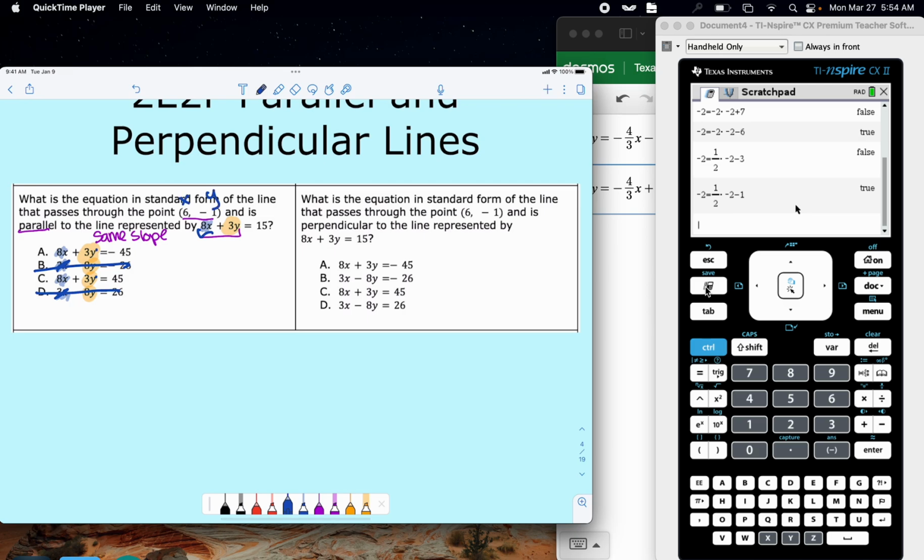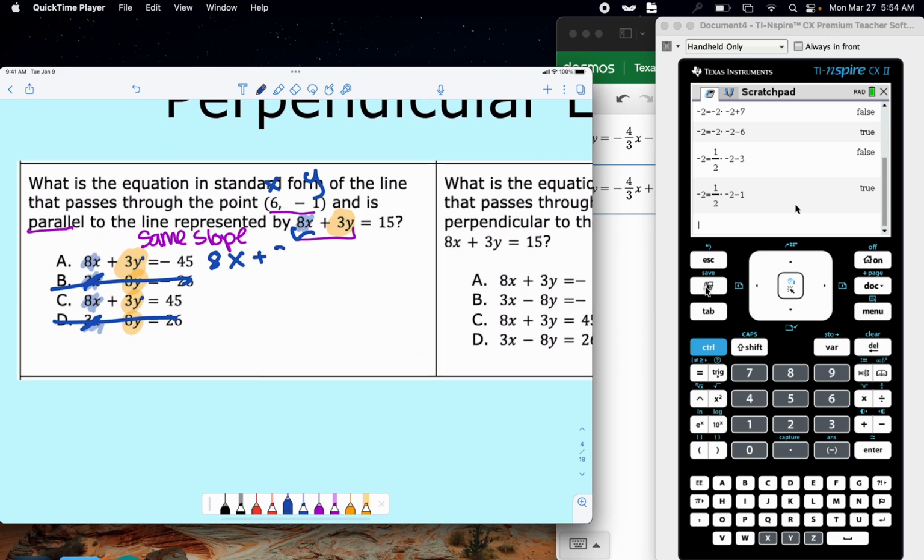So we have x and we have y. We're going to do 8x plus 3y equals -45. Put our parentheses. Then we're going to rewrite the other one. 8x plus 3y equals 45. Anywhere I see an x, I'm going to replace with a 6. Anywhere I see a y, I'm going to replace with a -1. And you cannot do these in Desmos. These you have to do with true and false.